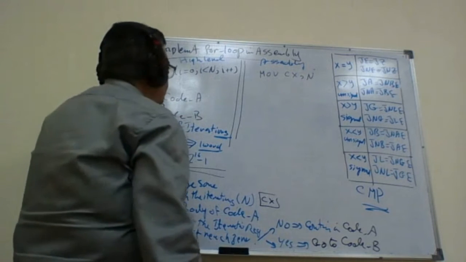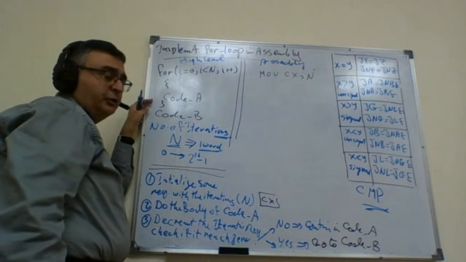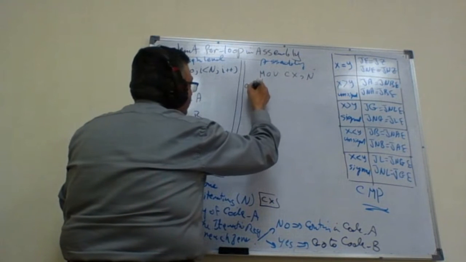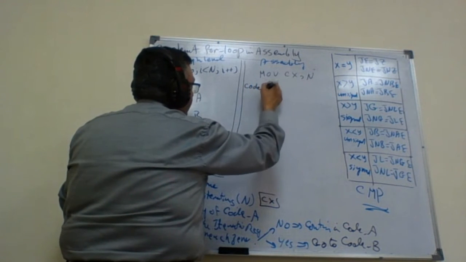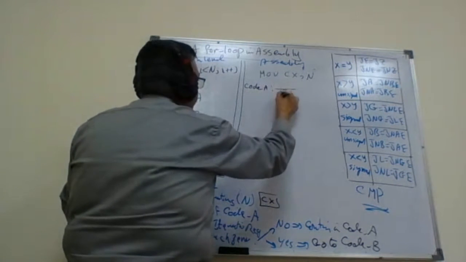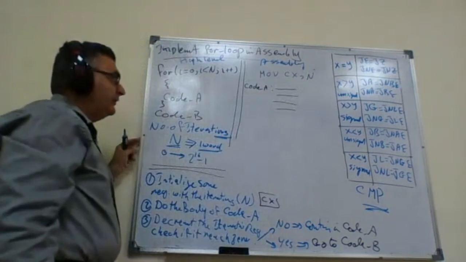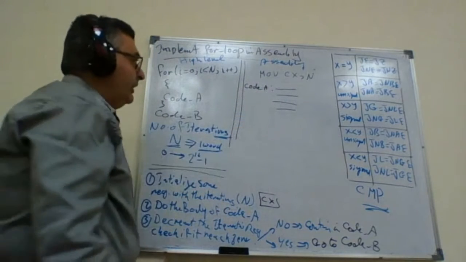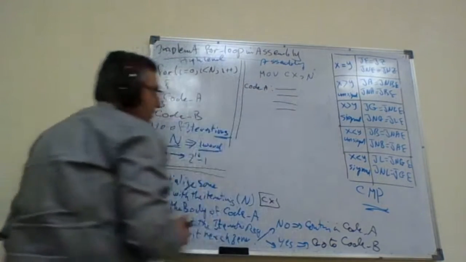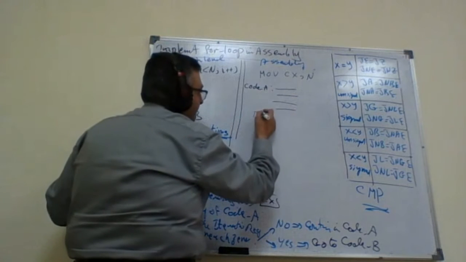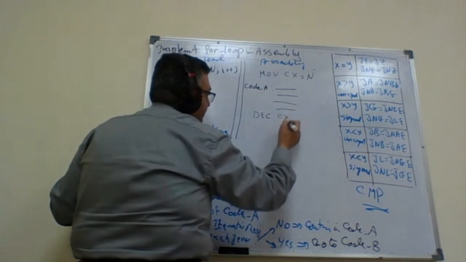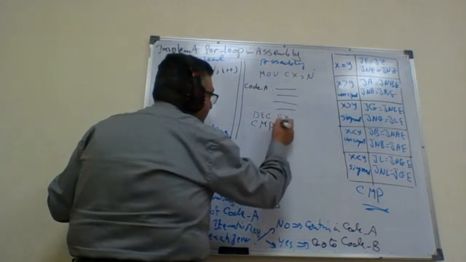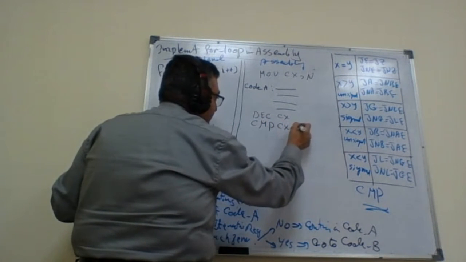Then I have to start the body of the code. So I have here code A, then whatever code I have here. Okay, I have starting for the code A. Then after I finish the code A, I need to decrement CX. We compare CX with 0.